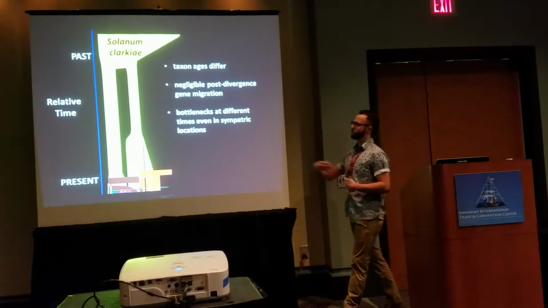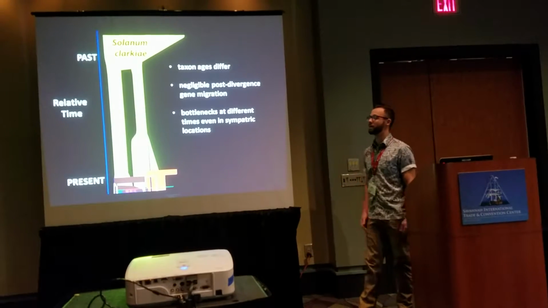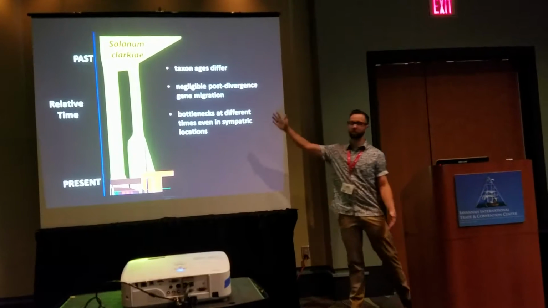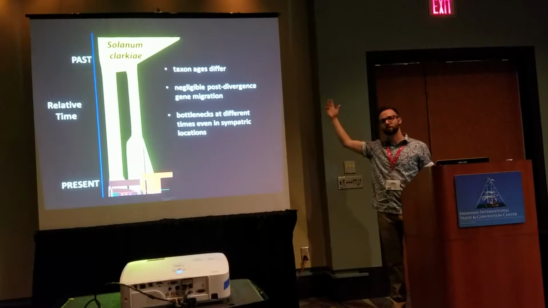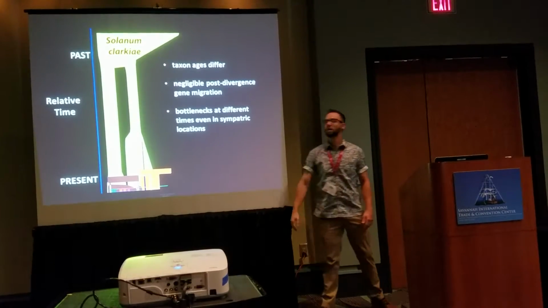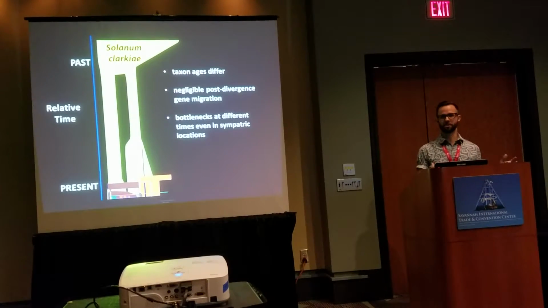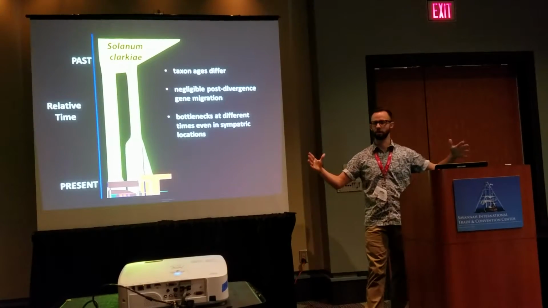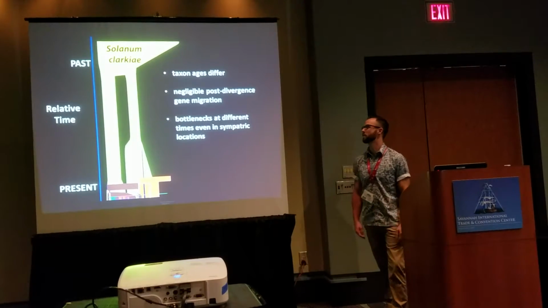But what's really cool is when we scale this in relative time, we see that there's a hugely different history for these individual taxa. And you can first see that Solanum clarkii, which is our andromonoecious taxon, has way deeper divergences between its populations than the other ones that are really small down here. We also were able to look at post-divergence gene migration. So this is migration occurring between the populations after they have already diverged. And we see that there's really a negligible amount of that occurring for all of these taxa.